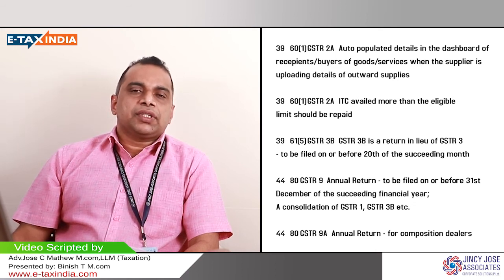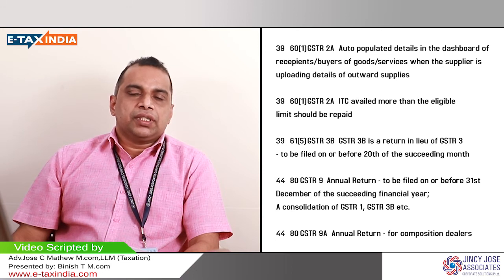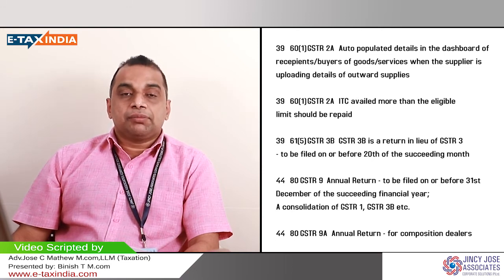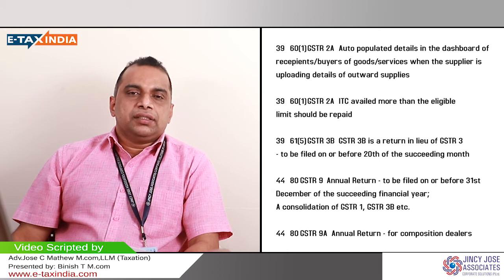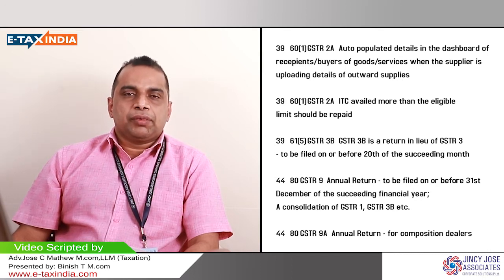From 1st of April 2019 onwards, this form has been replaced by GST CMP 08 for composition dealers. The GSTR 4 has been replaced with GST CMP 08. So the form number has been changed, but earlier it was GSTR 4.